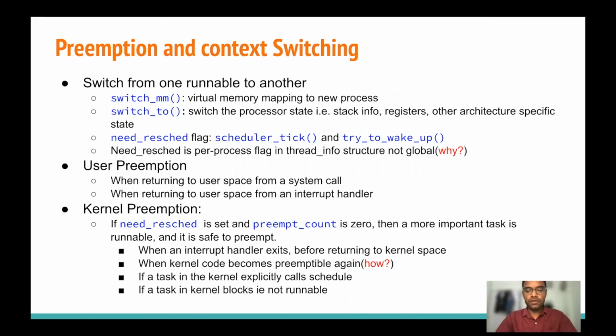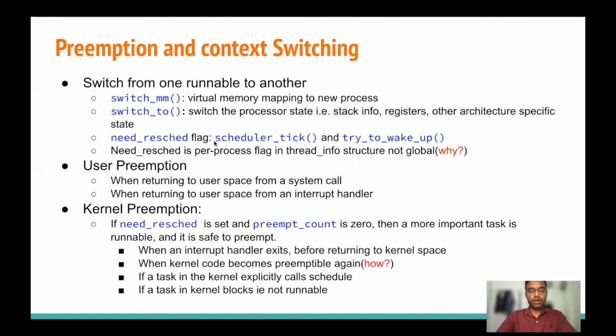Let's discuss preemption and context switching in the Linux kernel. When we want to switch to a different runnable process, we have to switch its memory mapping with the help of this switch function. Also, we have to save the processor state of the previous process and load the processor state of the new running process. We can do that with the help of this switch to function.